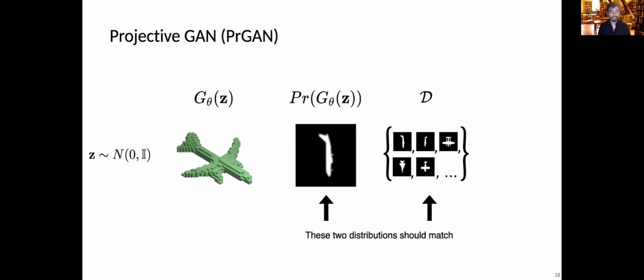Okay, so here G theta Z is a sampled shape from the generative model, and PR of that is its projection. So the idea is if I sample enough of these, I get a distribution. I would like this distribution to look like the distribution of images or views that have been given. And the hope is that if I see enough of these views, the only way I can learn a good underlying representation is to get something that looks like the real distribution of 3D shapes.